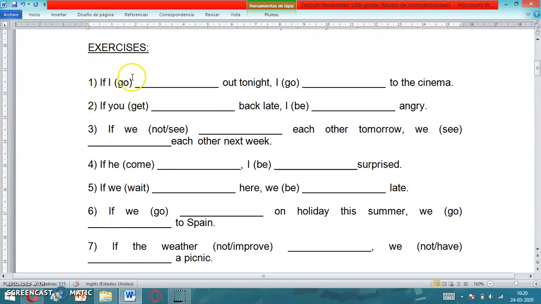If, remember, present simple, future will. If I go out tonight, I will go to the cinema. Okay? Notice the negatives. Okay? If we don't see each other. Okay?